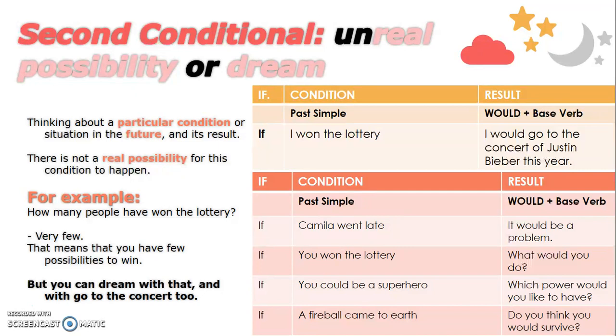And that's all. Remember our three types of conditional. We have zero conditional, with 100% of possibility, and the first conditional that has 50% of possibility and is a real possibility. And we have the second conditional that is the lowest rank of possibility. It has 10%. It is like a dream or an unreal possibility. Remember that the zero conditional is a scientific fact.